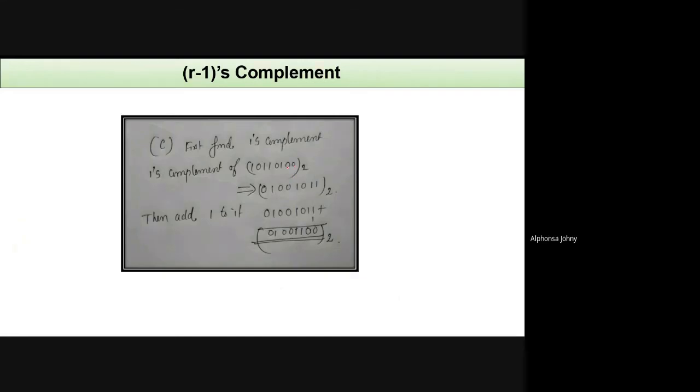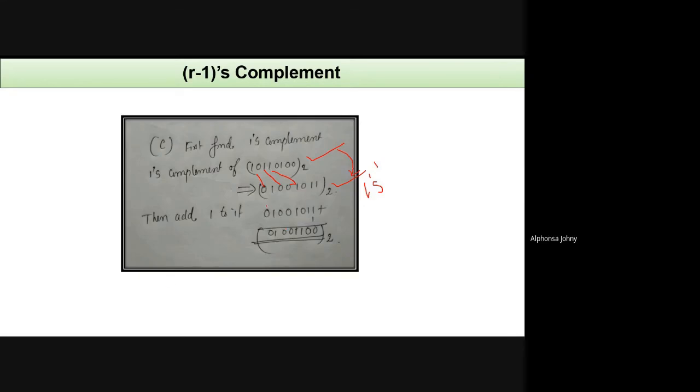So these two zeros become ones. This 1 will become 0. This 0 will become 1. These two ones will become two zeros. This 1 will become 0. This 0 will become 1. This 1 will become 0. So this is the equivalent ones complement of the given number in the question.